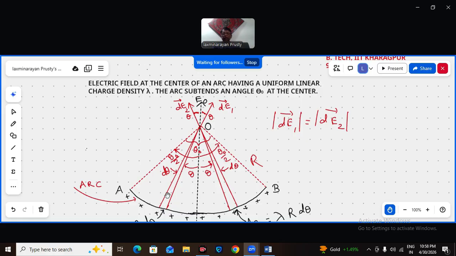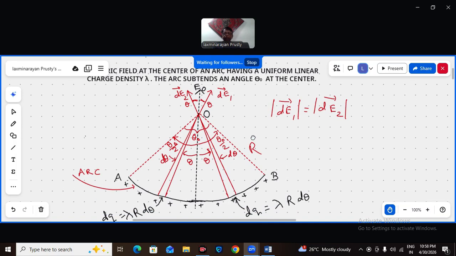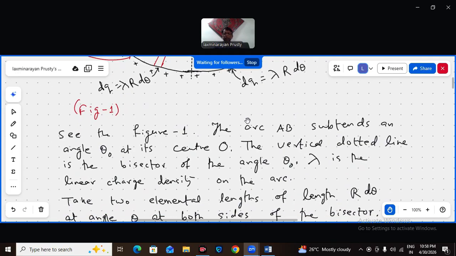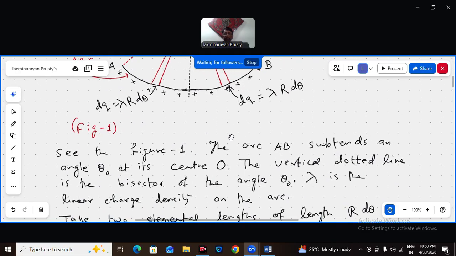The element will produce a field in this line. So these two electric fields are of the same magnitude, but symmetrical about the bisector. So their components along the line of symmetry, or along the bisector, will add up, and the components perpendicular to the bisector will nullify each other. That's the main concept. So see figure 1, that's what I told you.